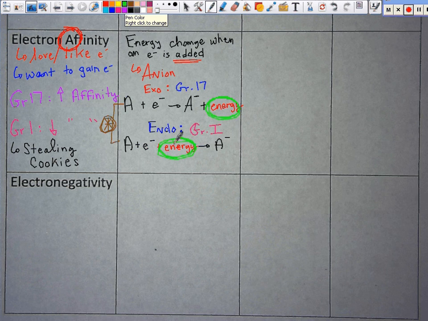All right, let's talk about the trends and what happens within the trends. Go ahead and ask. Okay, I got it now. You sure? Okay. So let's talk about the trends. What happens as you go left to right? The electron affinity will do what? Increase. Very good.